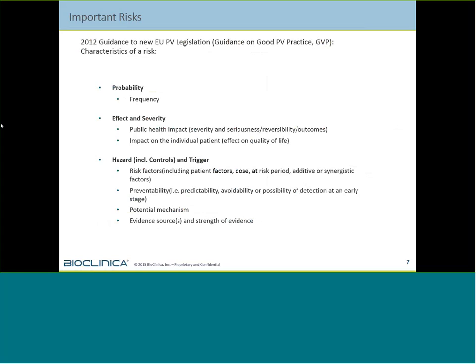The European Union, which has been quickly picked up also by the other regulatory authorities, gave a very clear guideline on what they would like to know about each risk. And they talk about identified risks and potential risks and missing information. And we went into those definitions in the webinar of last Tuesday. So the probability is the frequency. When you, in your risk management plan, talk about the risk, whether it's an identified or potential risk, you talk about the frequency. You talk about the effect and the severity, both on public health and the impact on the individual patient.